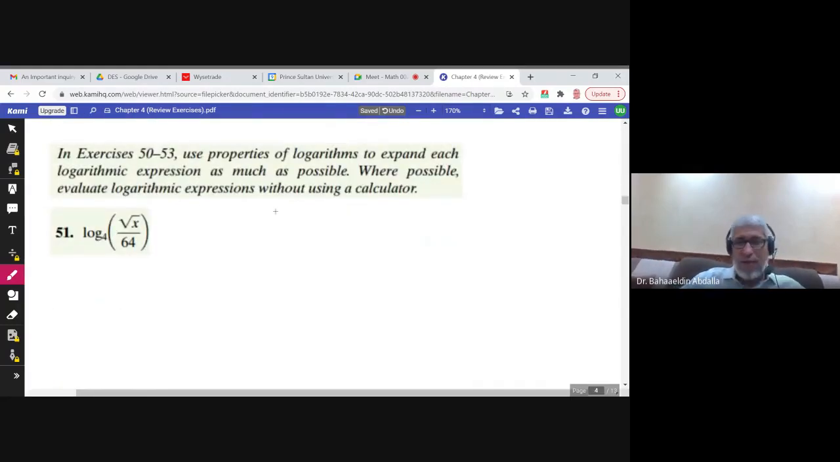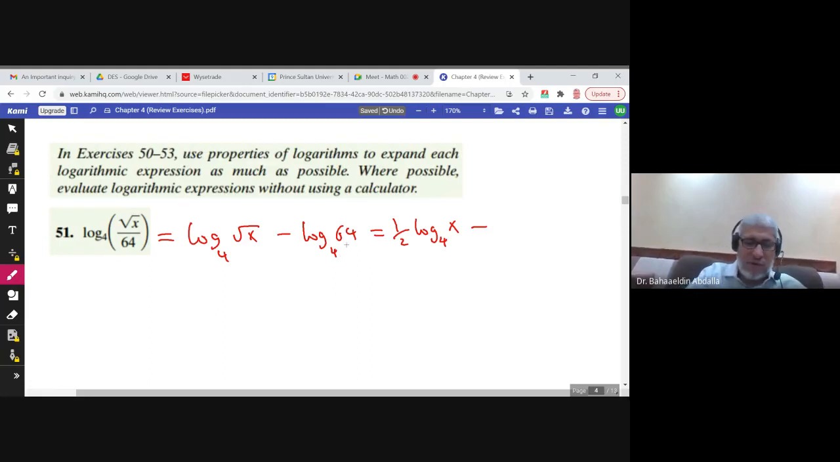Okay, use properties of logarithms to expand. To expand, we write it log square root of x. We change division into subtraction. And the answer would be, now this is x to the power half. You can take half outside. So it would be half log x to the base 4 minus log of 64 to the base 4. 4 to what power equals 64? I think 4 to the power 3 is just 64. So log 64 base 4 is 3, and that's the answer.